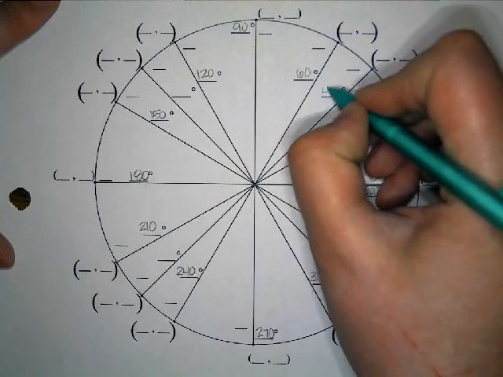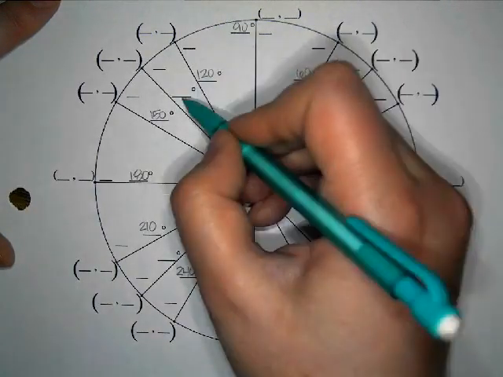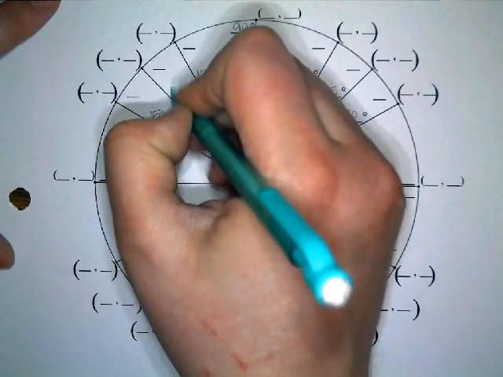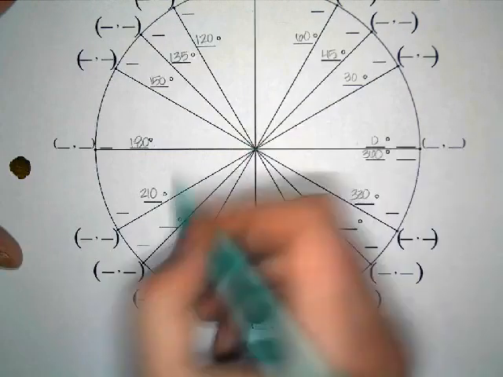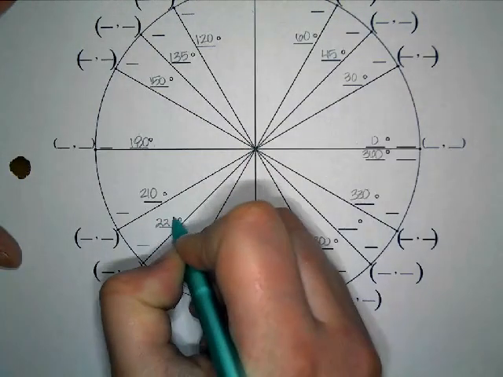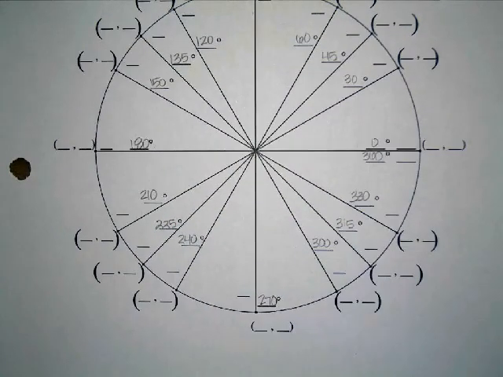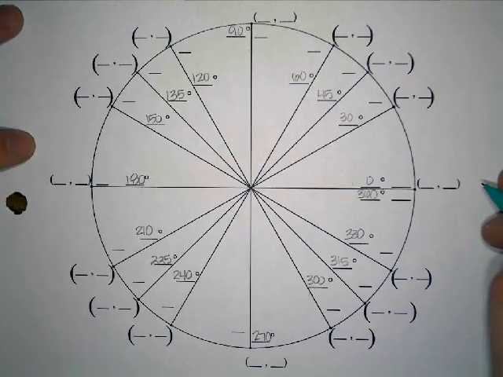Okay, this is 45. What is this? 135. Okay. 225. 315. Okay, so we've got the degrees filled in. What do we want to fill in next?